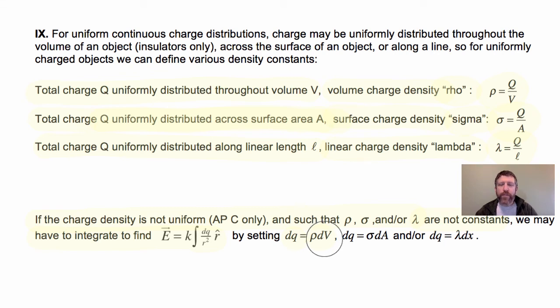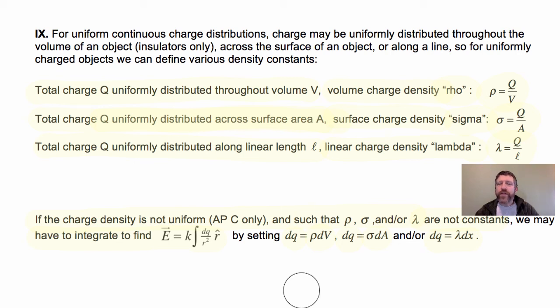That depends on the shape. If you're talking about a surface, dq could also be expressed as sigma times dA, the area element dA. And the challenge is, how do you express dA? Or along a line, you would have dq as lambda times dx. So that's what we need to describe charge distributions.